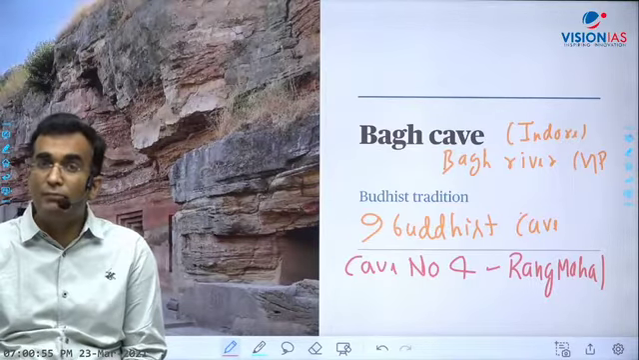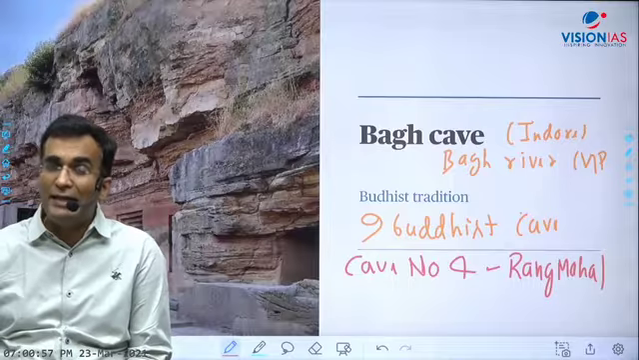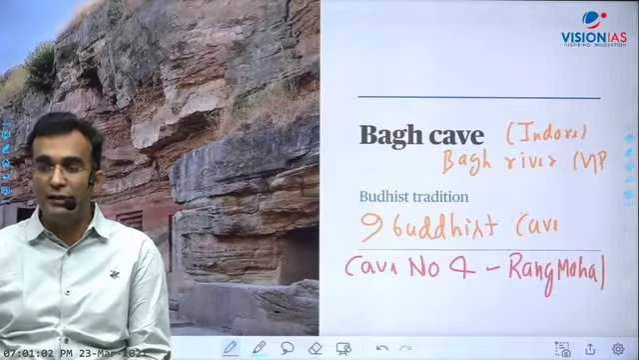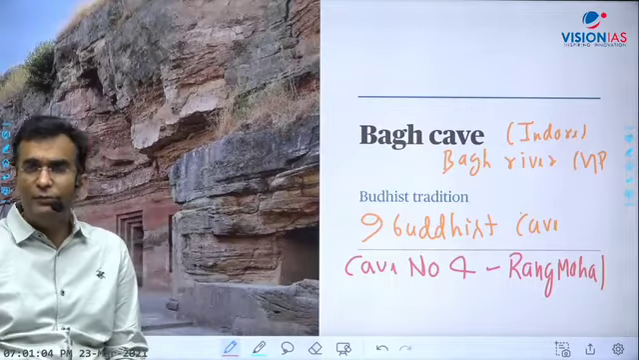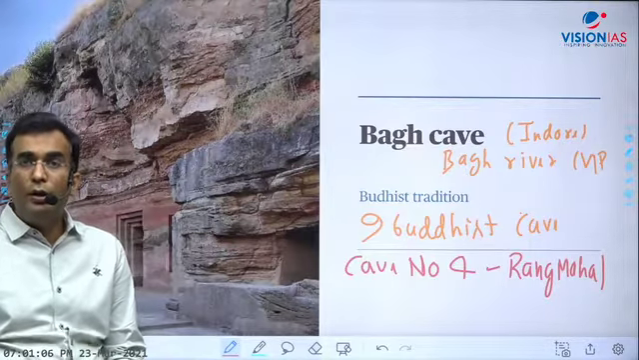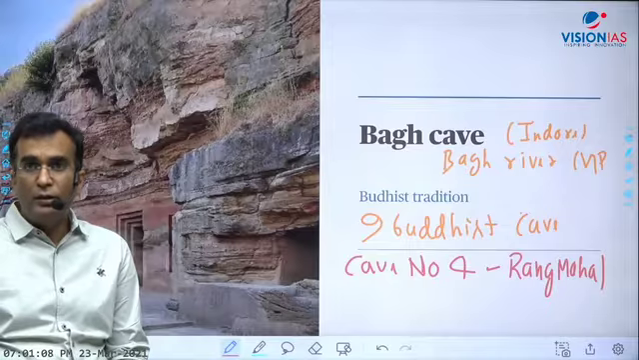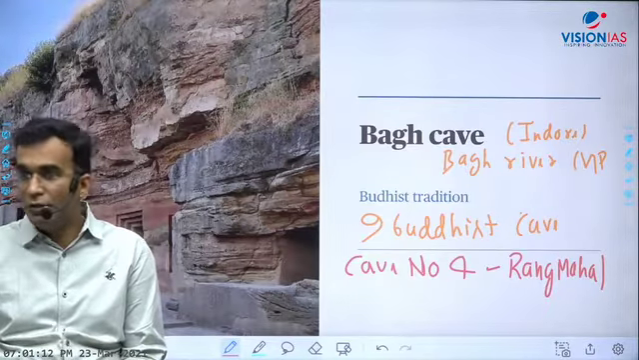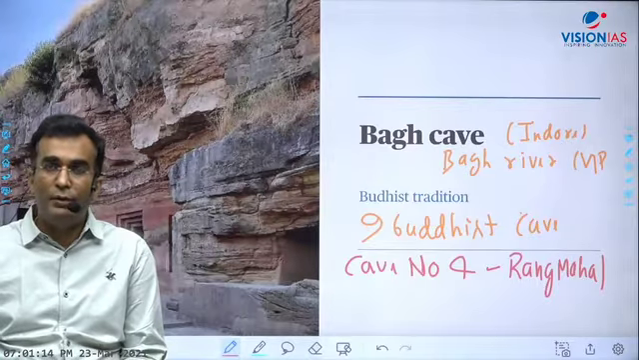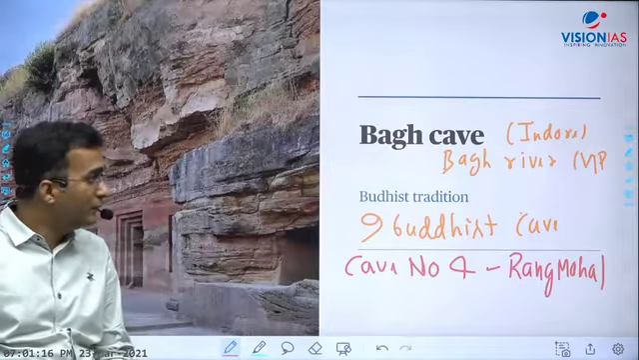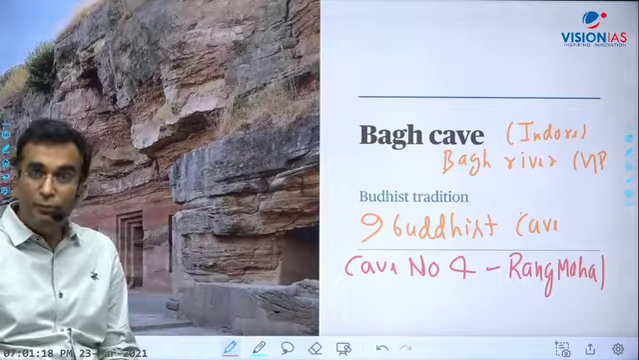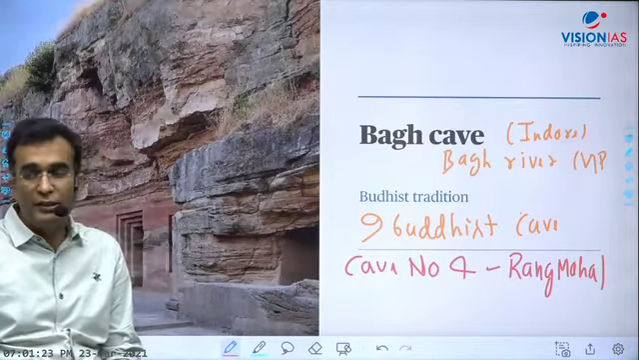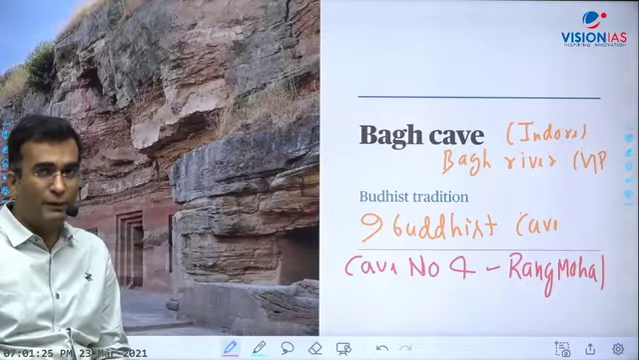And why is it called Rang Mahal? Because this is the cave inside which beautiful frescoes based on Buddhism were created. So you write, in this cave, beautiful frescoes based on Buddhism were created. Beautiful fresco mural painting based on Buddhism was created. So that's all about the Bagh Cave.